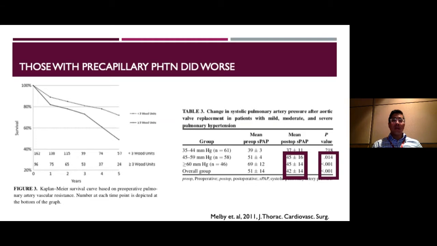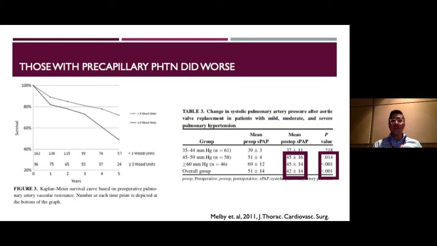So if patients with pulmonary hypertension do worse, how can we pick which patients will benefit from AVR? In other words, which patients have group 2 pulmonary hypertension with post-capillary disease, and what is the improvement in pulmonary pressures post-AVR?